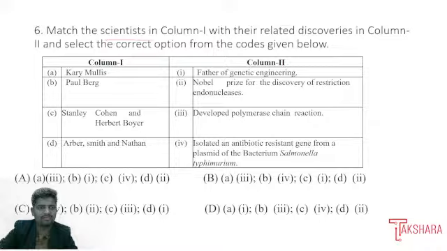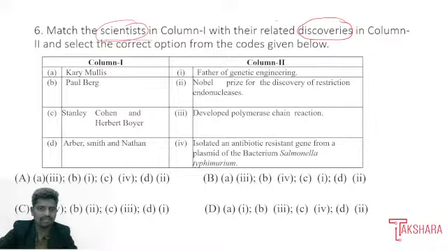So match the following with respect to the different scientist names and their different discoveries. You have to code with the options given below and find out the correct one. According to that, statement number 1, Kary Mullis, and the next ones are Paul Berg, Stanley Cohen and Herbert Boyer, along with Hamilton Smith and Nathans.